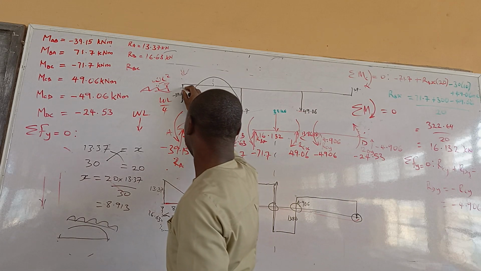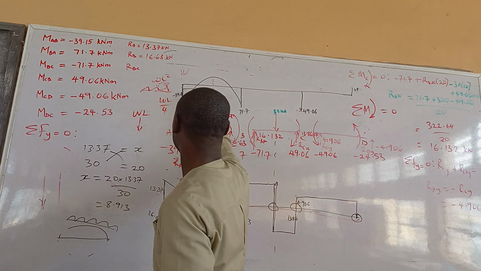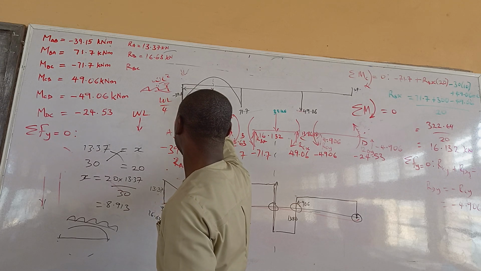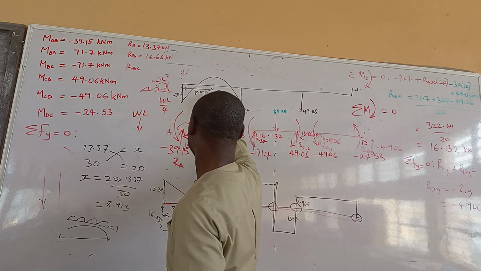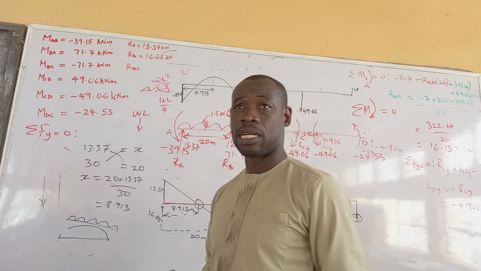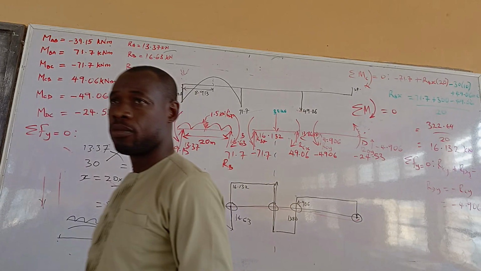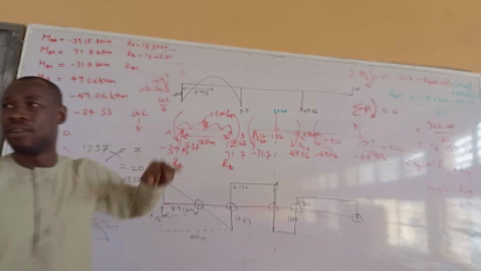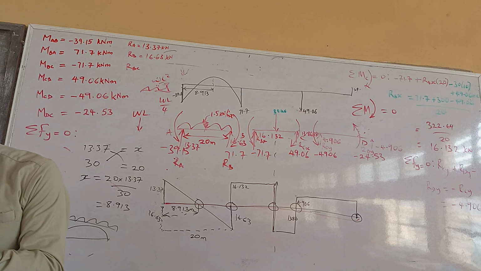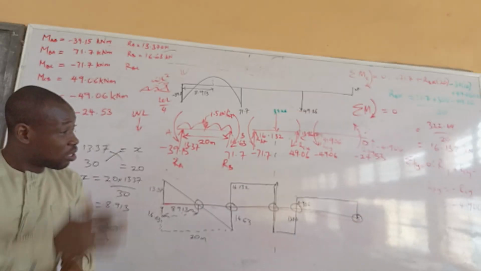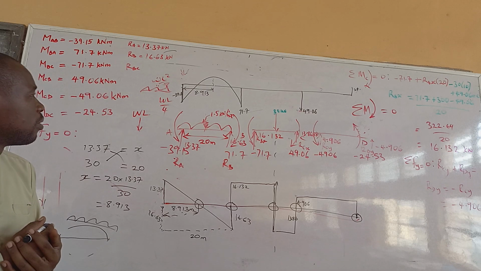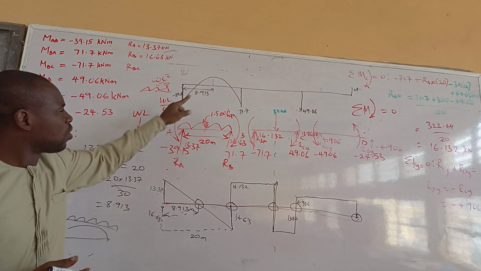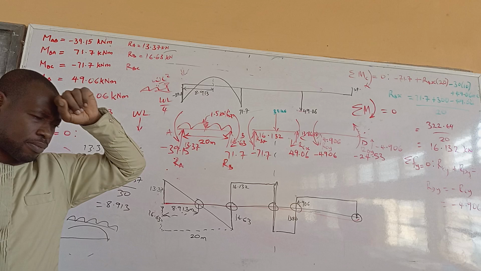So this distance from here to here, that's your 8.913. Now, what is the value of the moment at that particular point? How will I know the value of the moment here? It is very easy. Let's work it out. Let's say somebody is starting from here. You want to get the moment to this particular point.